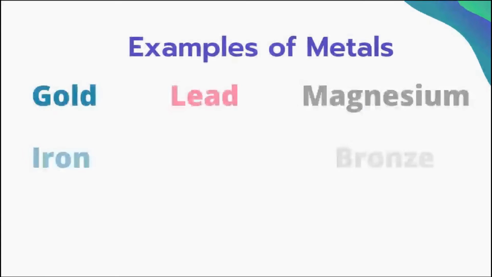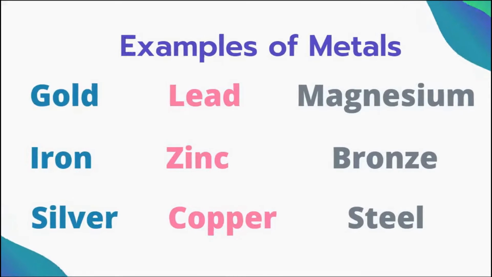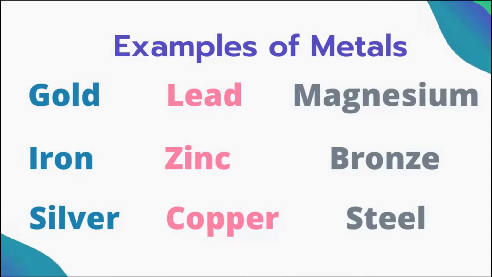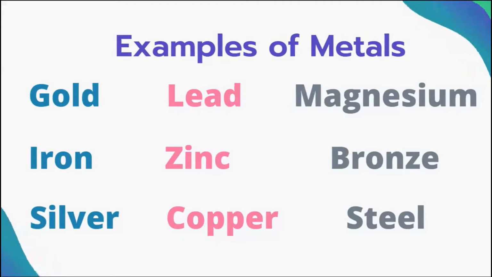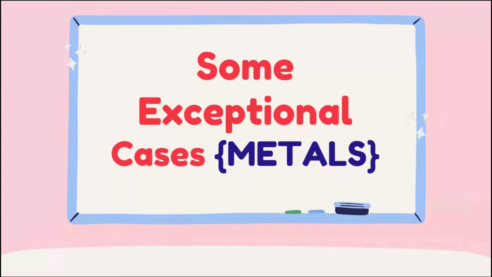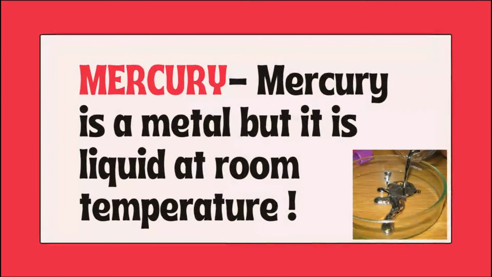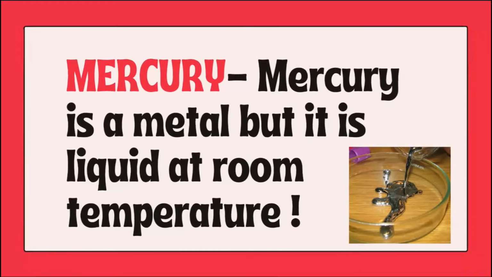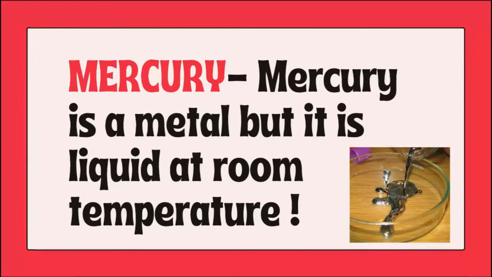Now let's discuss some examples of metal. They are gold, iron, silver, lead, zinc, copper, magnesium, bronze, steel, etc. There are some exceptional cases of metals. Let's discuss them. First, mercury. Metals are solid at room temperature, but mercury is a metal which is liquid at room temperature.